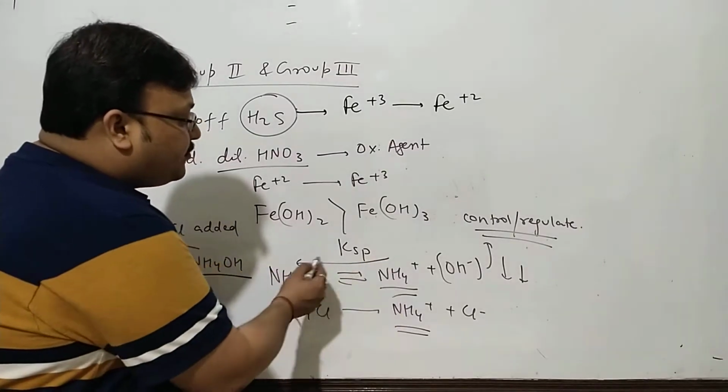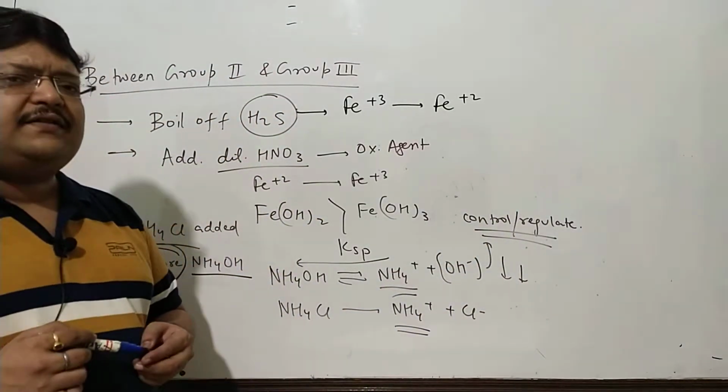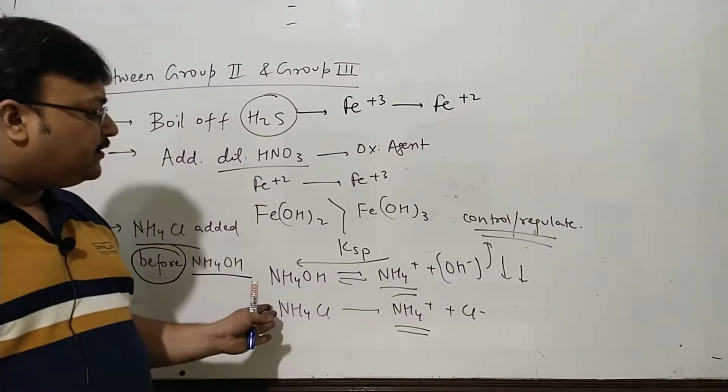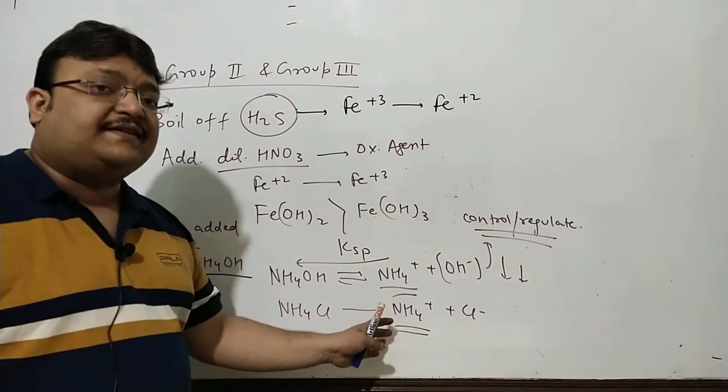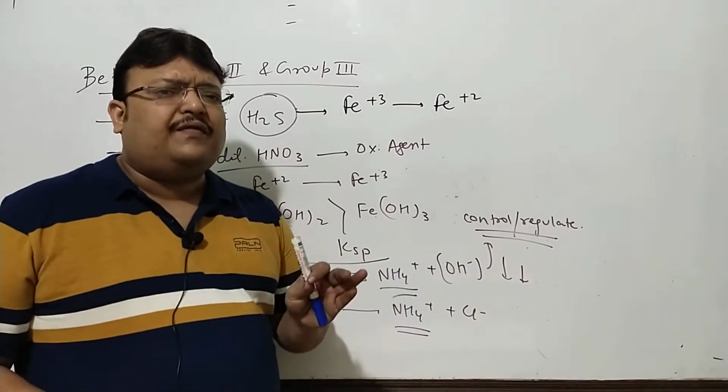This equilibrium will be pushed back and the concentration of OH minus will be controlled. So again, this is something which we have seen in the past as well. The role of ammonium chloride is to give so much of ammonium such that this equilibrium is pushed back and the amount of OH minus is always in check.